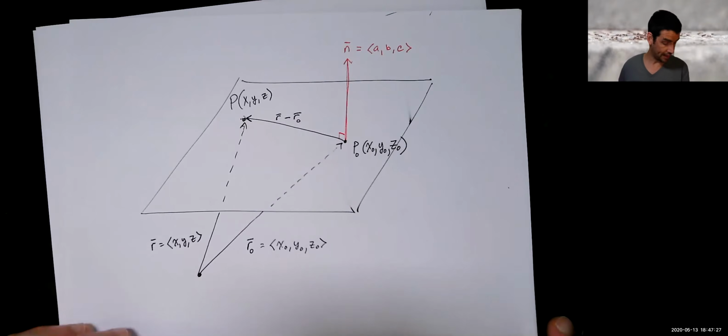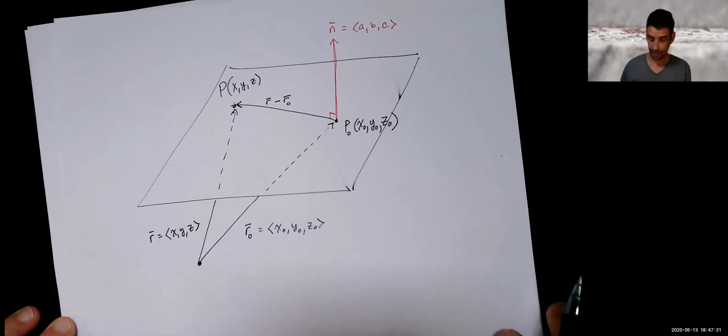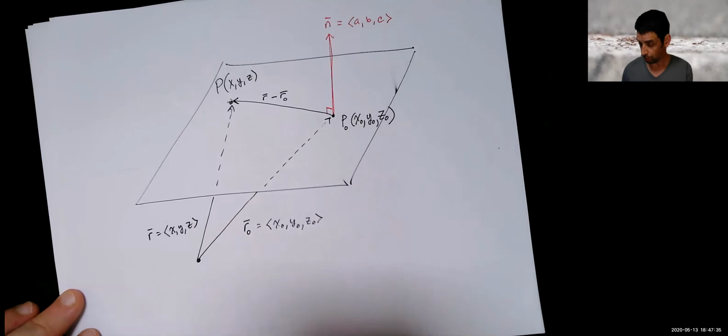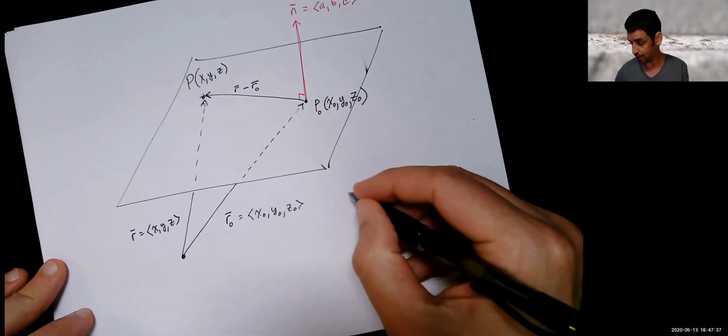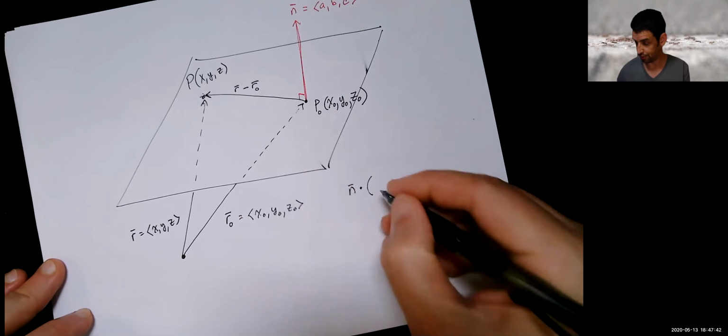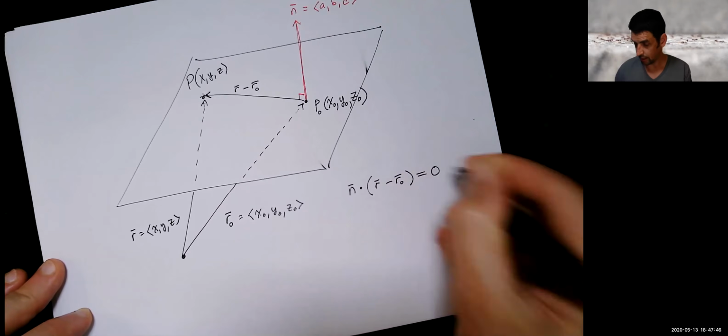So with that in mind, let's write a few things out. What we can say is that this vector here is orthogonal to n. Well, remember what that means. That means that n dotted with this vector, r minus r naught, has to be 0.